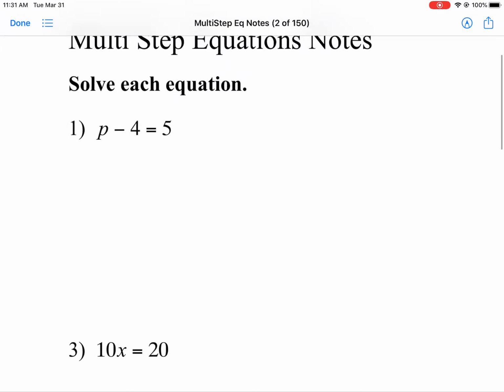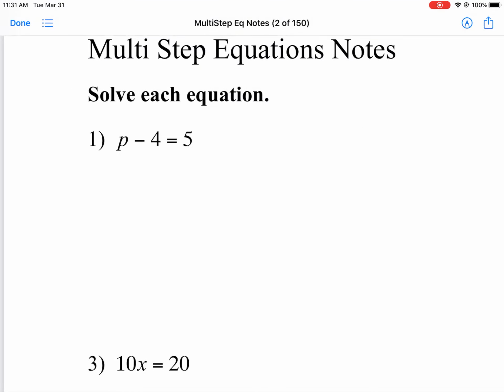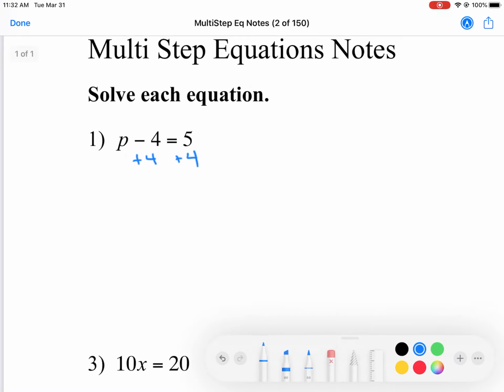So, I do want to talk about right now, just kind of going over how to solve some of these one-step equations. Now, you're looking at this. Remember, the goal is to get the variable by itself. So we want to get that p by itself. So in order to do that, let's look at this minus 4. What is the opposite of a minus 4? A plus 4. So we're going to add 4 to both sides to get p by itself.